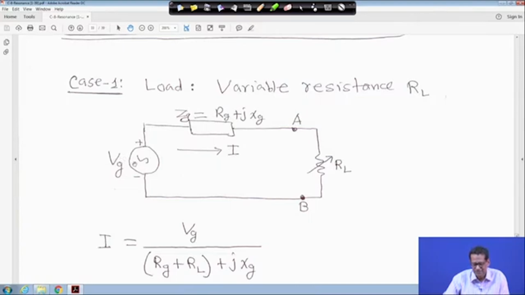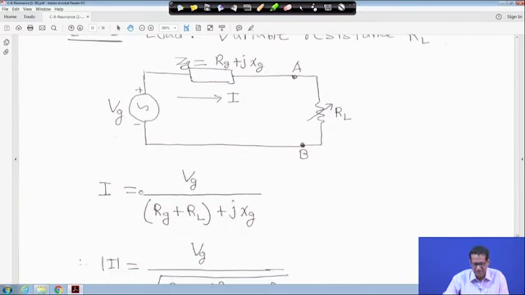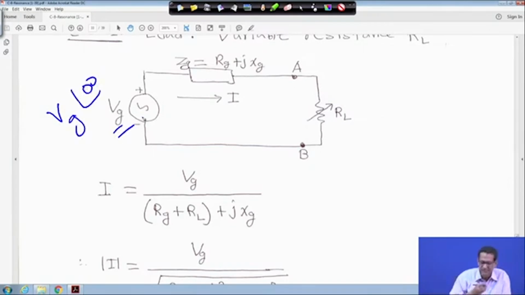So here also, suppose this is given, and then what will be the value of RL for maximum power transfer? If you see the current, I will be equal to VG upon, assuming the angle is 0, VG angle 0, so that there is no confusion anywhere. This will be VG angle 0 degree, but we are taking the magnitude. So current I is equal to VG upon the series impedance together, RG plus RL plus jXG.